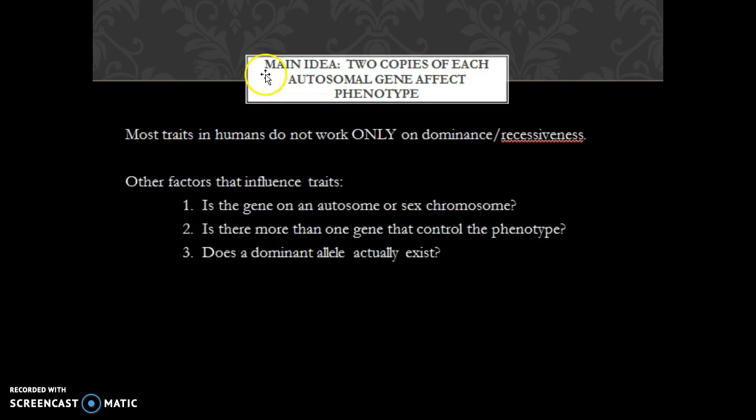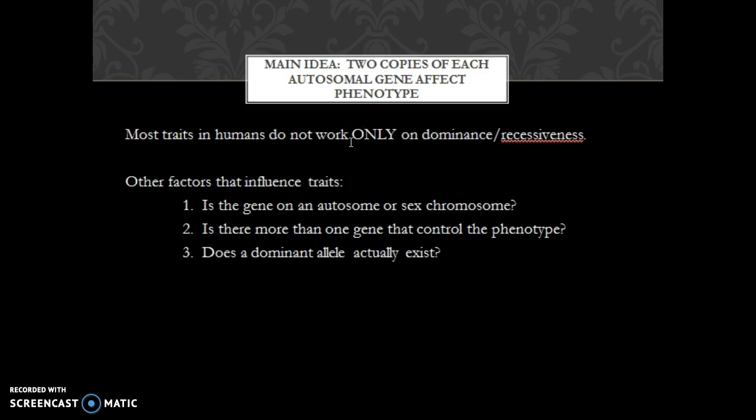Moving along with the same main idea, 2 copies of each autosomal gene affect phenotype. We spoke a lot in Chapter 6 of dominant alleles versus recessive alleles. However, if you think about how many different forms of traits there are for just eye color alone, you should start to realize that there's not just 2 colors. There's brown eyes, there's green eyes, there's hazel eyes, there's gray eyes, there's blue eyes, and there's a few others as well. That's not just a trait that works on dominant or recessive alleles.